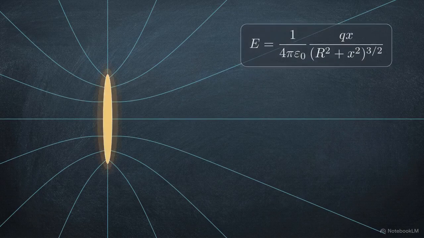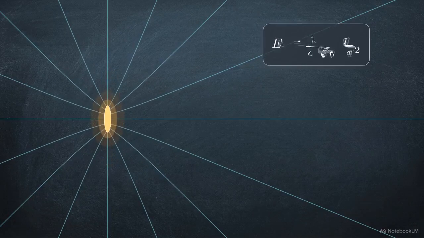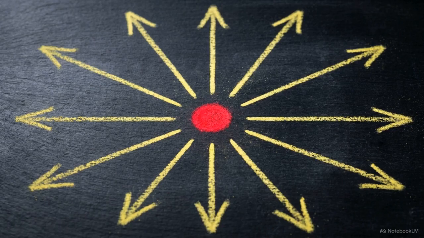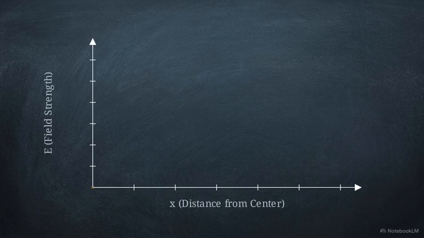This tells us that from a great distance, the physical size of the ring no longer influences the field. The entire system behaves like a simple point charge. This graph plots our findings so far. Since the field is 0 at the center and eventually returns to 0 at infinity, there is an unexplained transition happening in the space between.